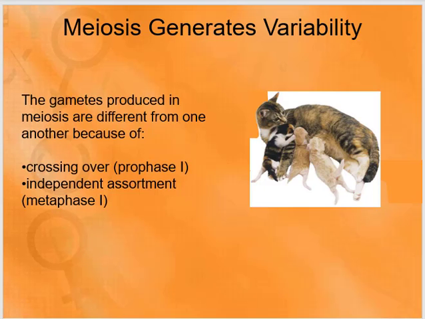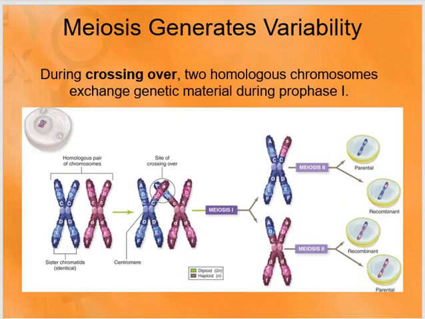Gametes produced in meiosis are different from one another because of crossing over and independent assortment. So sometimes you generate new types of chromosomes because during the process of meiosis, they'll twist up and break off and reattach. Here we started with this pair of homologous chromosomes, but before they were pulled apart in meiosis 1, they got twisted up, and a chunk of this chromosome broke off and attached to the blue chromosome, and a chunk of the blue chromosome swapped places with this purple chromosome.